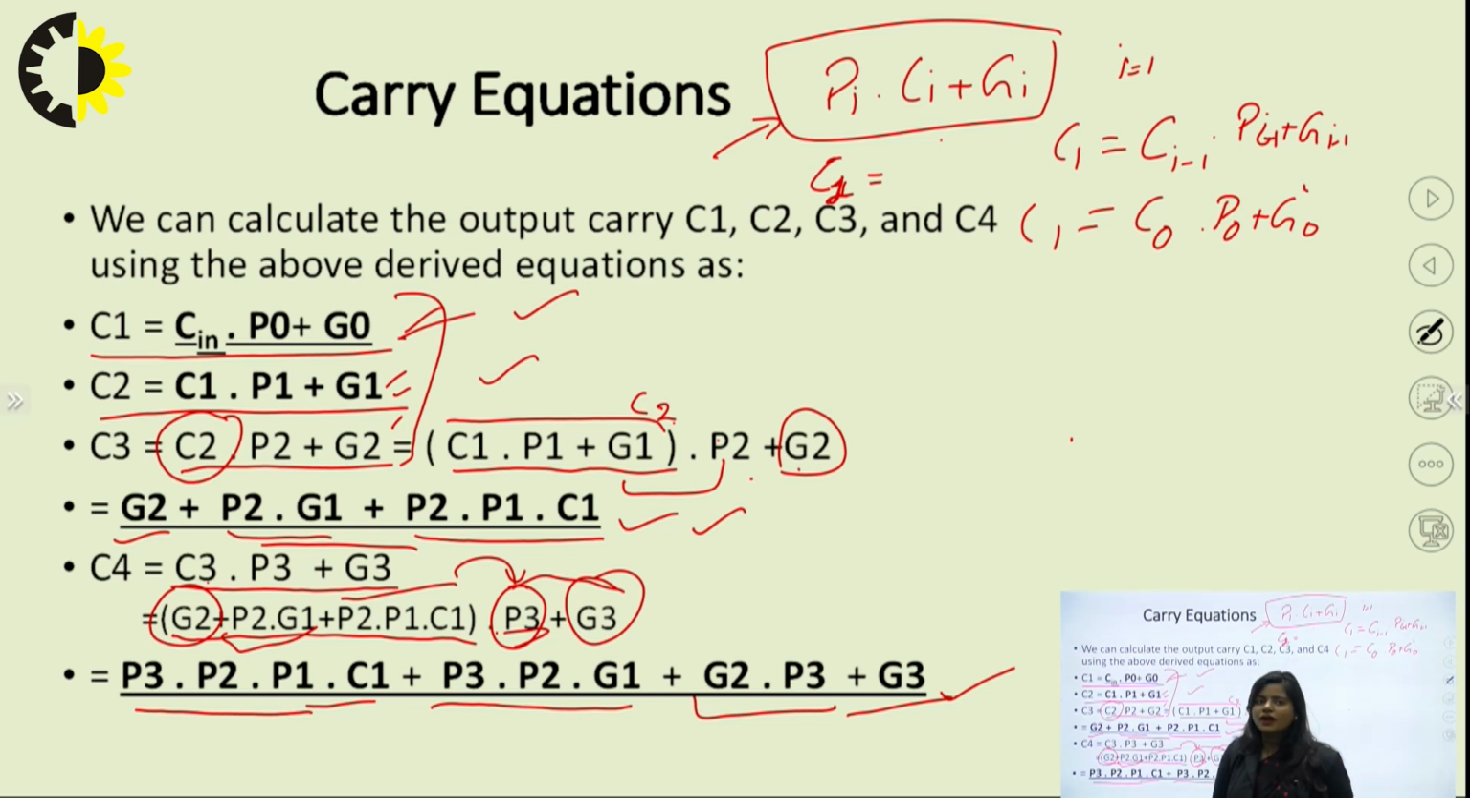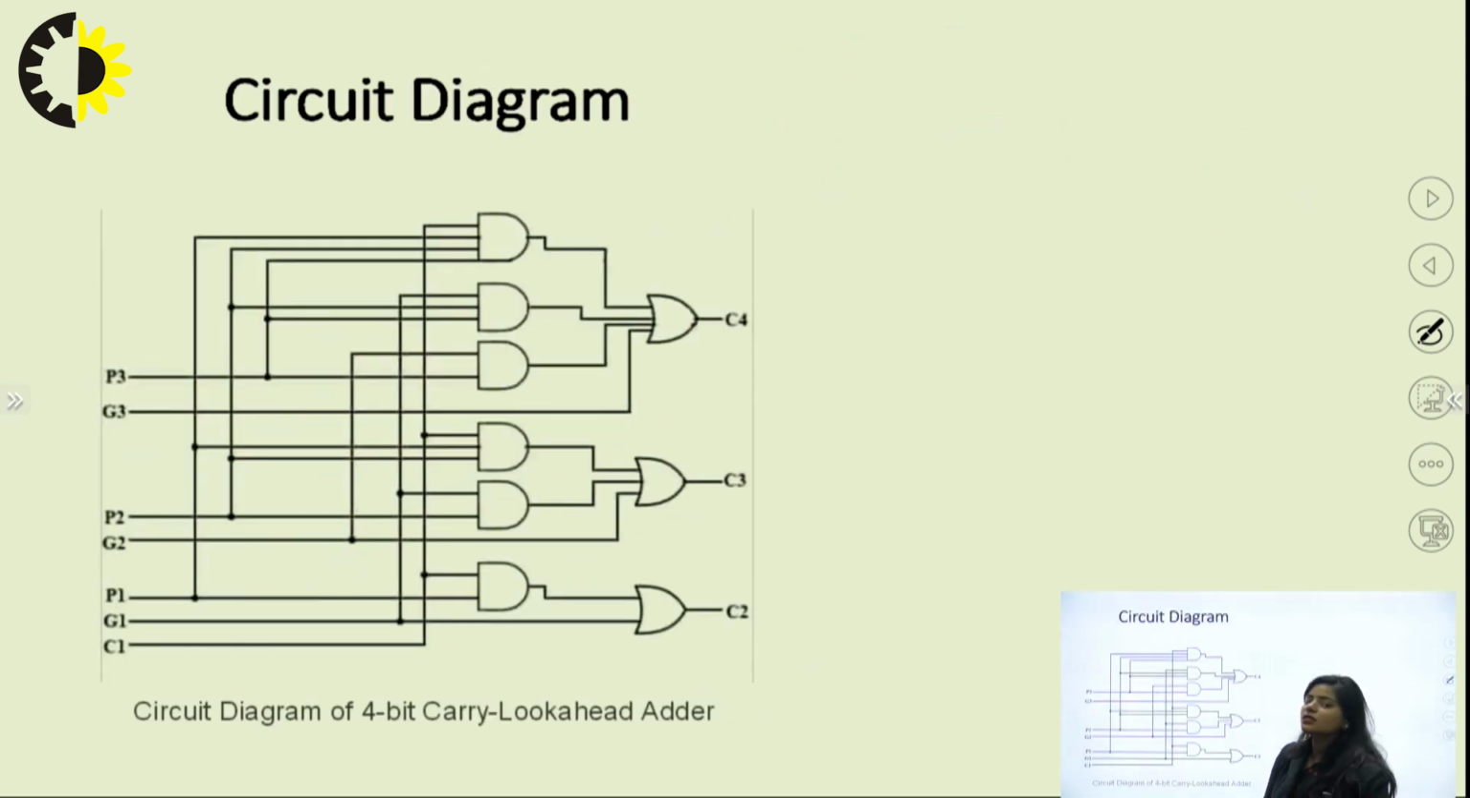So these are the final carry values for the CLA, and we are going to draw the final circuit diagram with the help of these equations. Now let's move forward to the diagrams. This is the circuit diagram, which is basically a 4-bit carry look ahead adder. This is our C2, C3, C4, and we can calculate further bits in the same way if we are using more numbers.